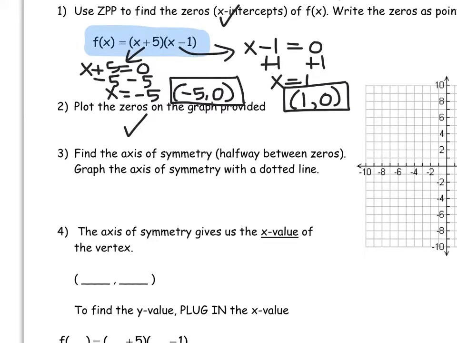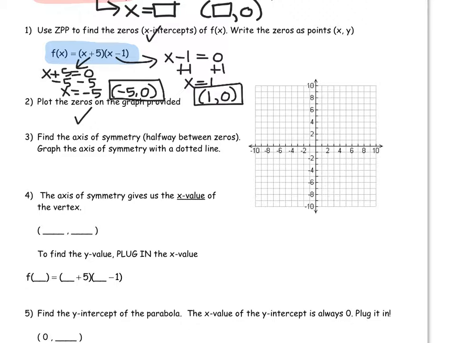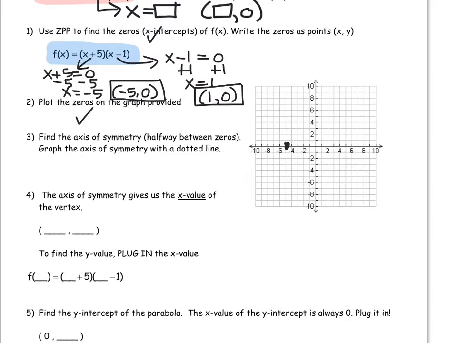Step number 2, plot the zeros. All right, let's go over to our graph. Plot our zeros. Negative 5, 0. 1, 0. Okay, now we have 2 points. Now, something to remember about quadratics is we know that they make a U shape, either like this or like this. I already have 2 points of my U shape, so what I'm going to do next is step number 3, find the axis of symmetry halfway between the zeros and graph it with a dotted line.